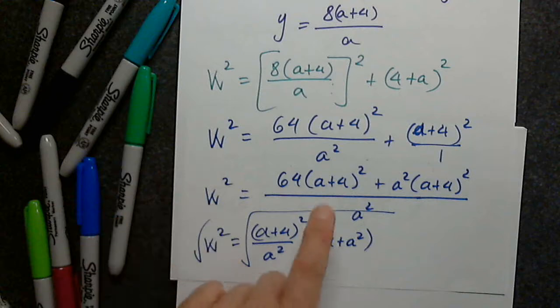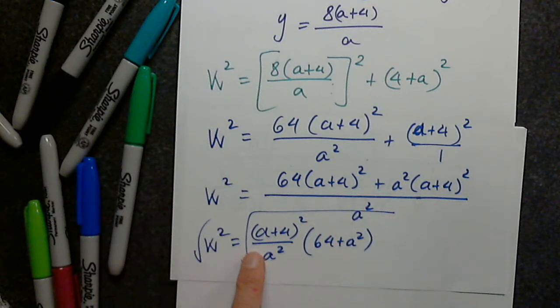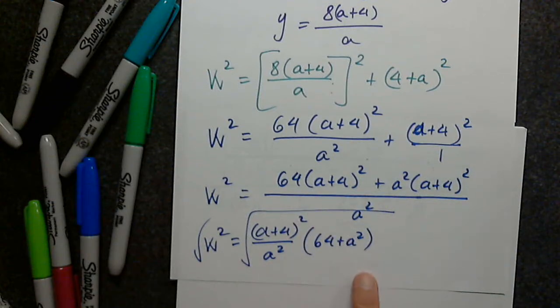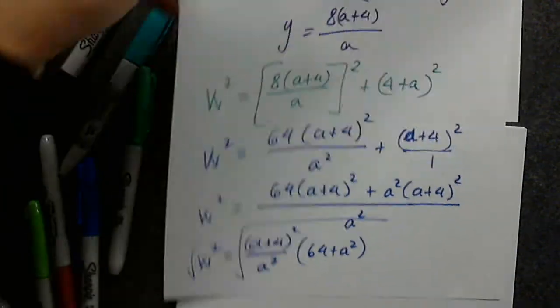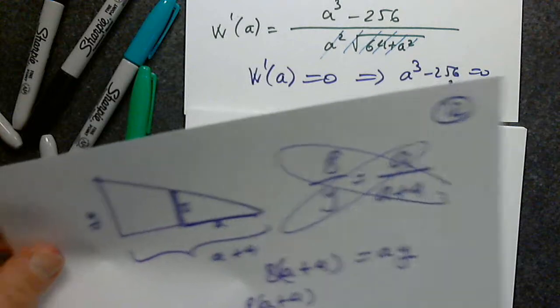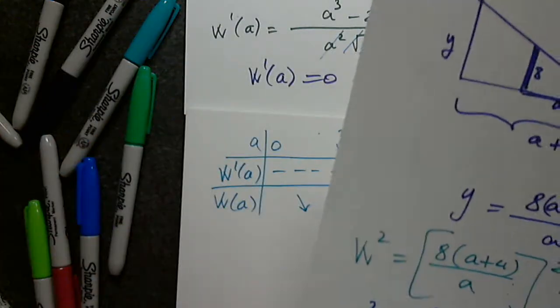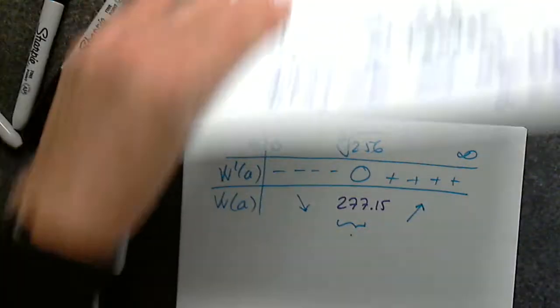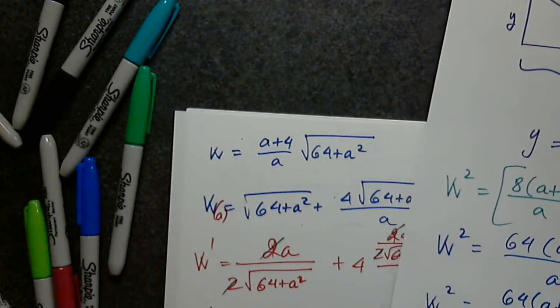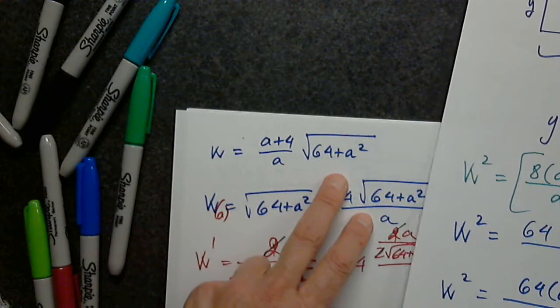The least common denominator is a squared. Yes, we factored out over a squared and 64 plus a squared. That is correct. Then we took the square root. That is okay, that is okay, that is okay.